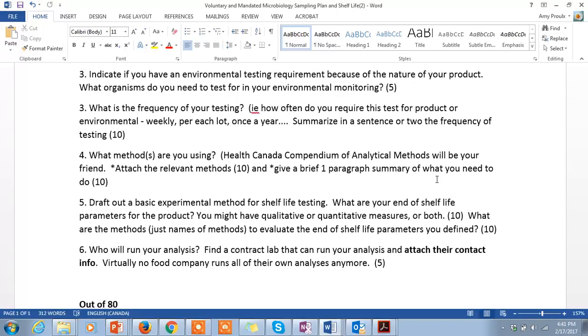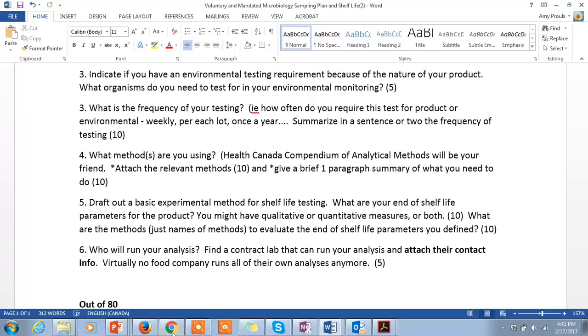Some tests are where you're doing plate counts, other tests you may be doing MPN values, or you may be using some sort of bioluminescence. I want to make sure that you have read the method and have an understanding of it.